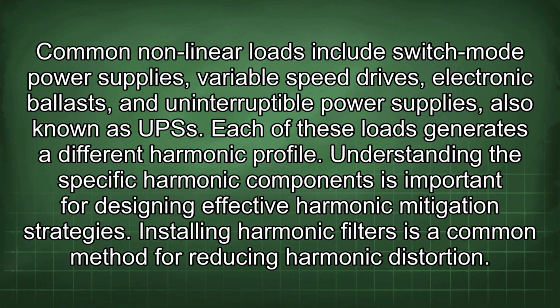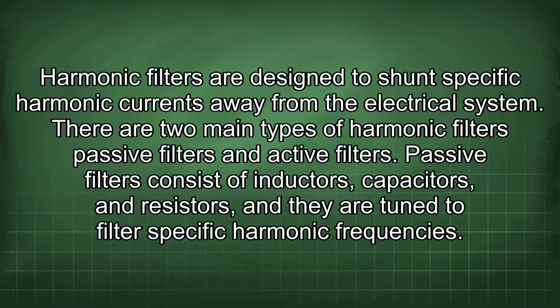Installing harmonic filters is a common method for reducing harmonic distortion. Harmonic filters are designed to shunt specific harmonic currents away from the electrical system. There are two main types of harmonic filters: passive filters and active filters.